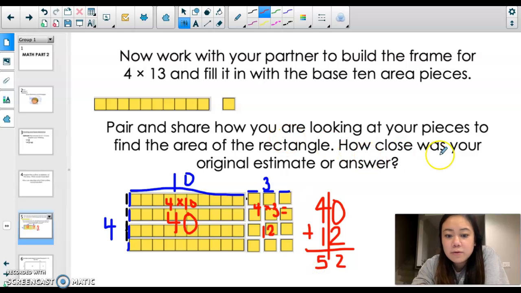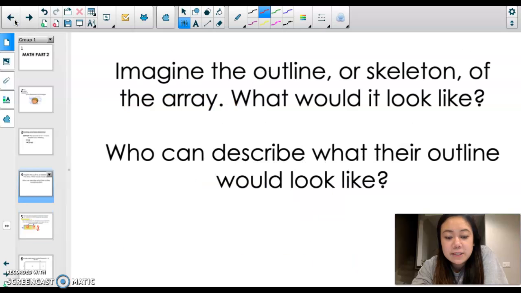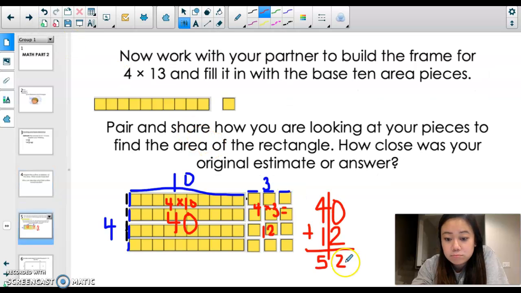All right, how close was your original estimate to the answer? We said our estimate was 40. So 52 is pretty close to it. So I would say check, we did that right.